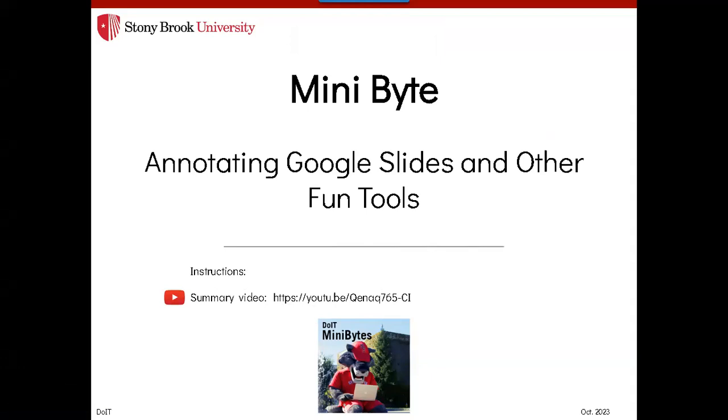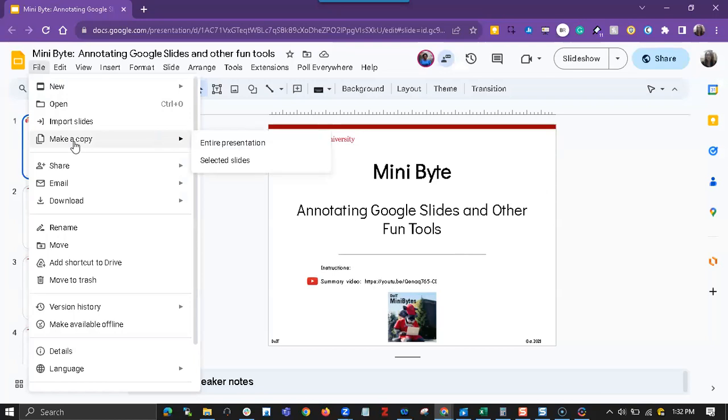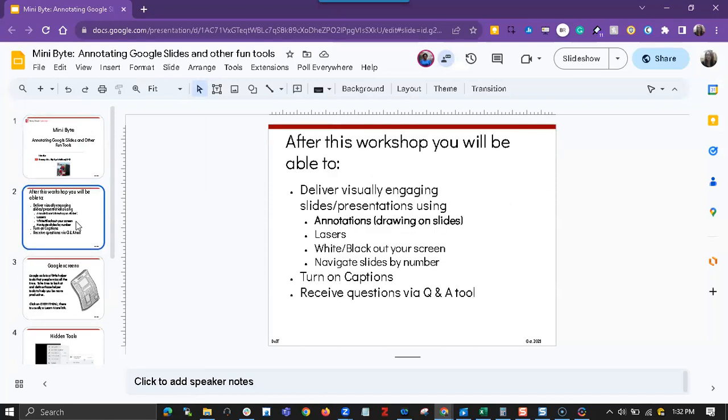You just have to make a copy so you have complete control. Okay. So we're going to talk about how you can deliver visually engaging slides and presentations using annotations and the laser pointer. You can black out your screen, white out your screen, and you can navigate by number by pressing keys on your keyboard. You can turn on captions, and you can receive questions from the Q&A tool. And that one's pretty cool.